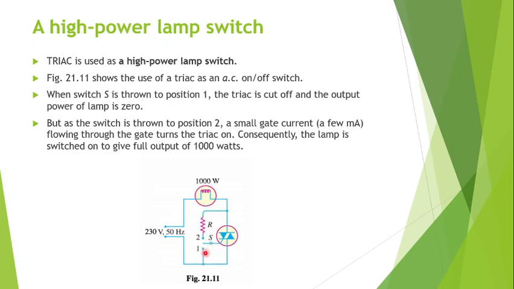So when the switch is in position 1, that is, it is connected here, it does not get any current. So this lamp is off. When the switch is in position 2, then this circuit is formed, due to which a few milliampere currents would flow through the TRIAC, which will turn on the TRIAC and the lamp will be on. So just by connecting this switch in position 1 or 2, we can put on or off this lamp, which is of 1000 watts, and here we are using just a few milliampere currents.